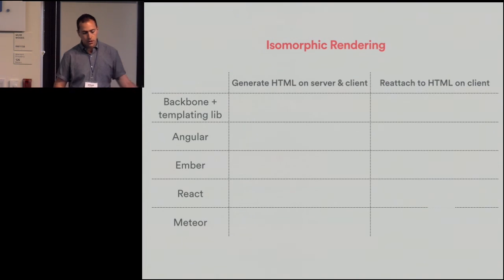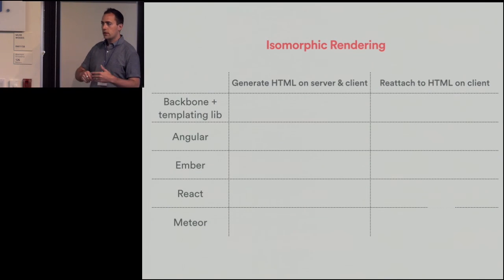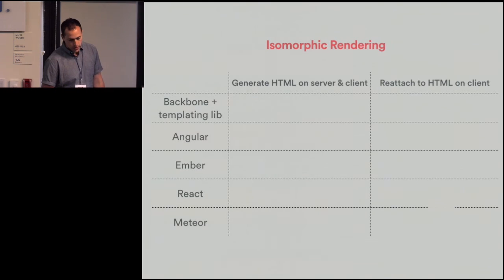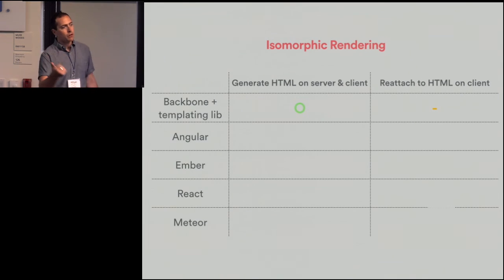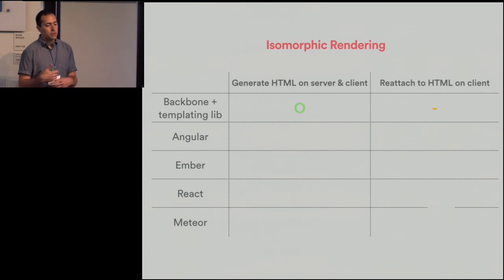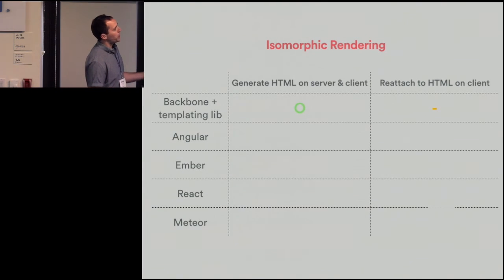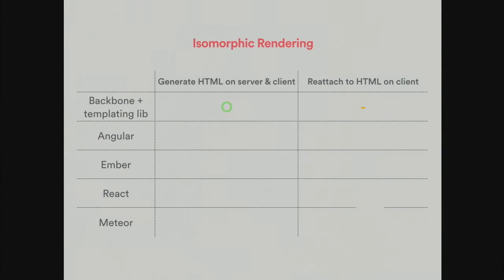So if we were to compare popular libraries today on isomorphic rendering, we can compare. Backbone plus a templating library of your choice, whether it's Handlebars or Jade or something, can definitely generate HTML on the server and client. But out of the box, it doesn't provide a way to reattach to that HTML. You can use render for that, but you have to basically create that yourself if you're just using Backbone.